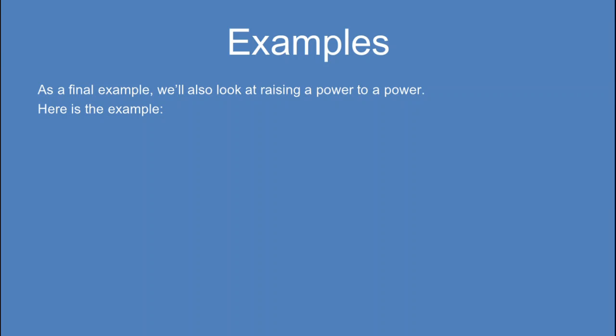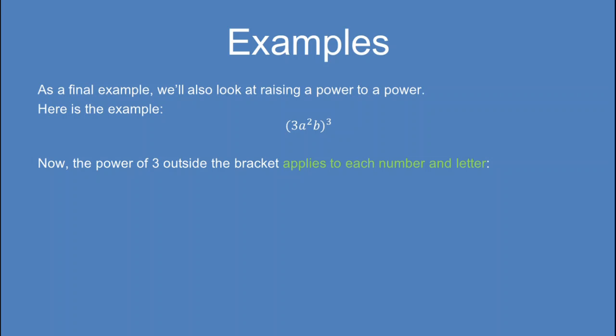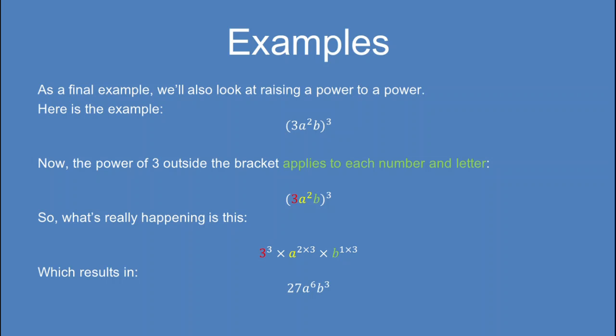As a final example, we'll also look at raising a power to a power. Here is the example: 3a squared b, all raised to the power of 3. Now, the power of 3 outside the bracket applies to each number and letter, so what's really happening is this, which results in a final answer of 27a to the power of 6, b to the power of 3.